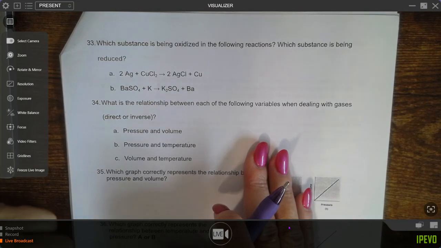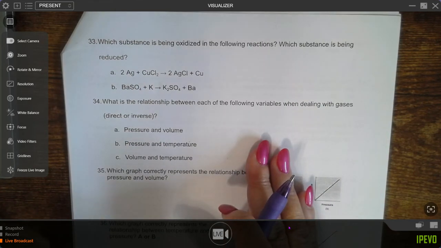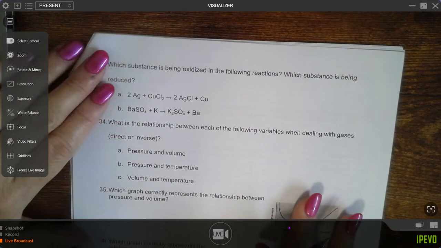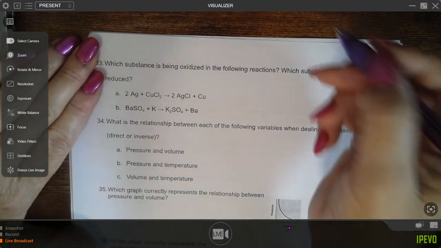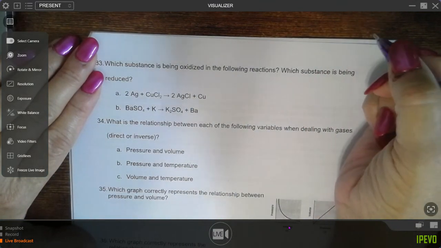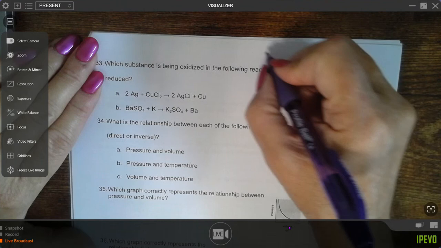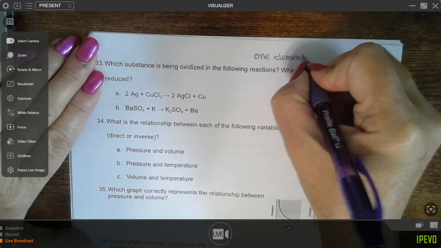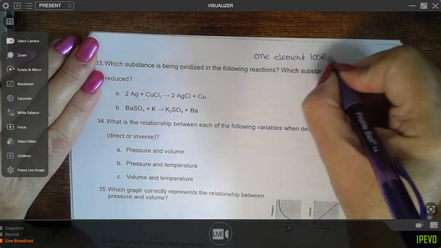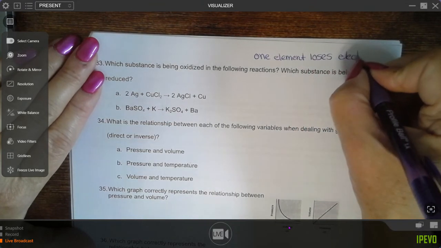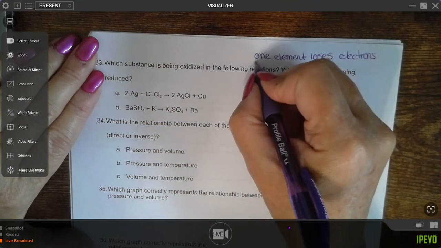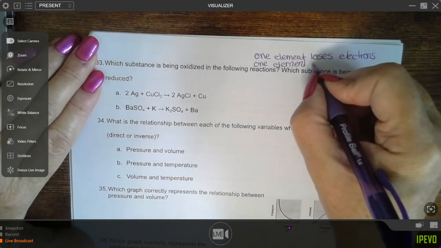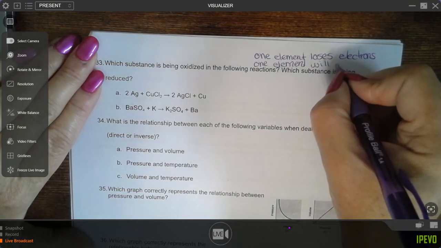And there's one question on the test about oxidation and reduction. Okay. What happens in oxidation reduction is one element will lose electrons, and one element will gain electrons.